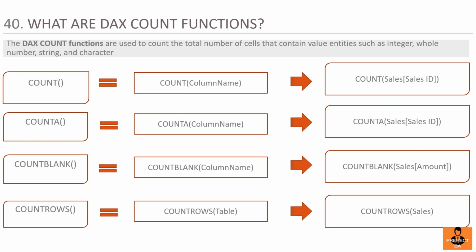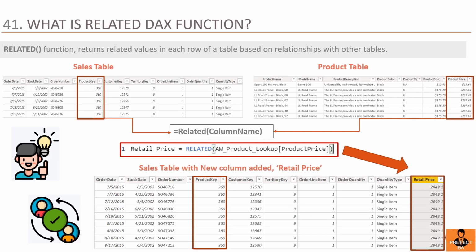CountRows function counts the number of rows in the specified table or a table defined by an expression. In the example, the output would be the total number of rows in the table. Like if there are 100 rows in the sales table, then the output would be 100. Question number 41. What is related function in Power BI?